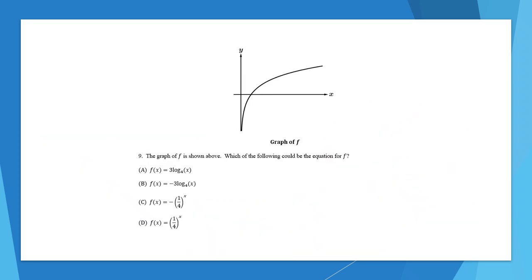All right, number 9, the graph of f is shown above. Which of the following could be the equation? This is the general graph when a here is positive. So we're just looking for a logarithmic function because it doesn't pass the y-axis and has a positive a value. So A should be the answer here.